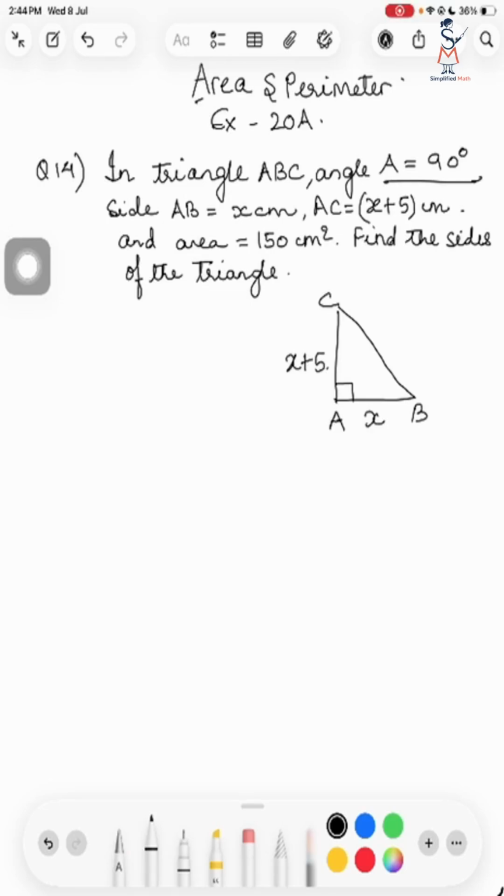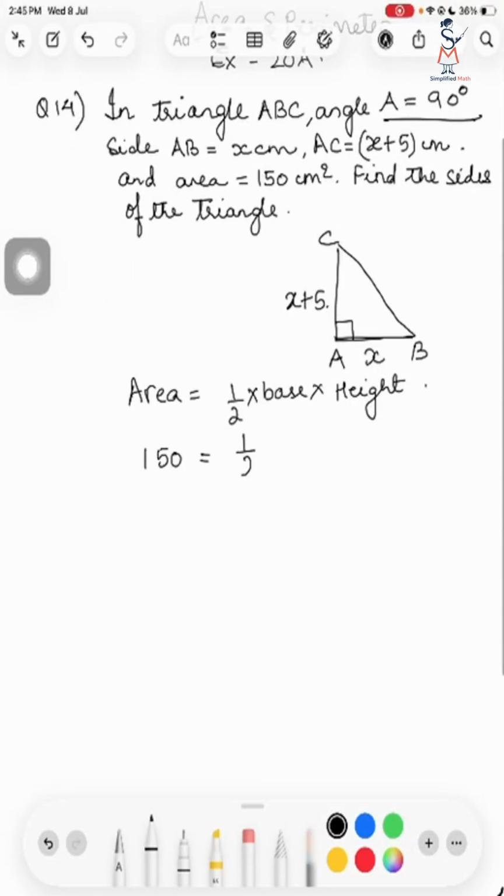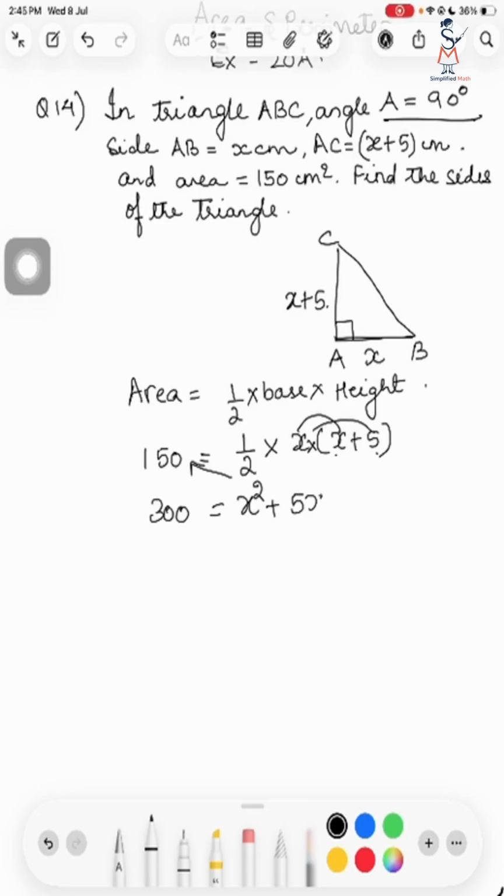Now what is given is the area. So area of a right angle triangle is half base into height. Now we know the base is x and the height is x plus 5. So instead of area we will write 150, and here we will write half base, that is x into x plus 5. Now 2 goes that side, it becomes 300, 150 into 2, and x gets multiplied with x and x plus 5. This becomes x square plus 5x, right?